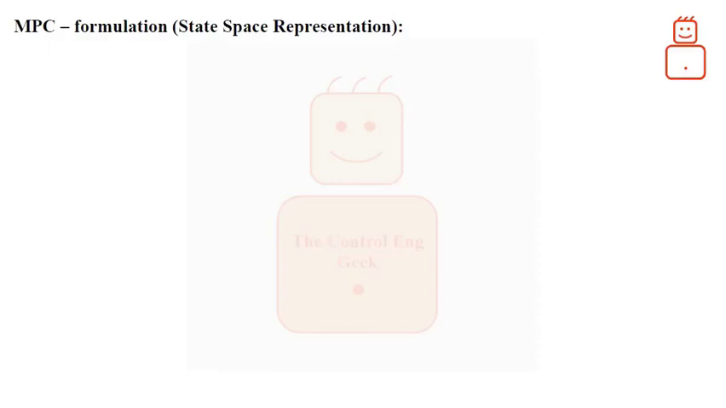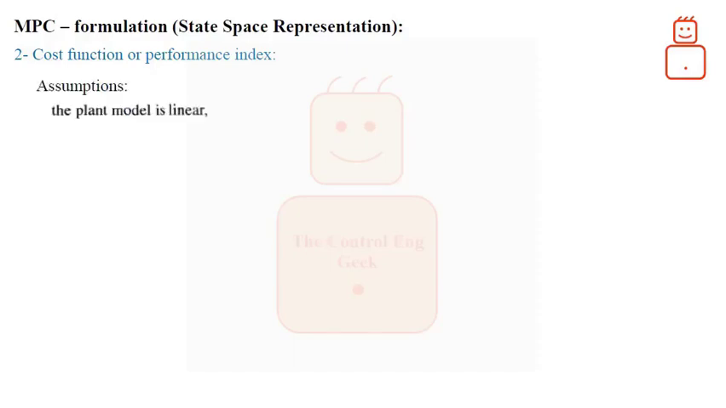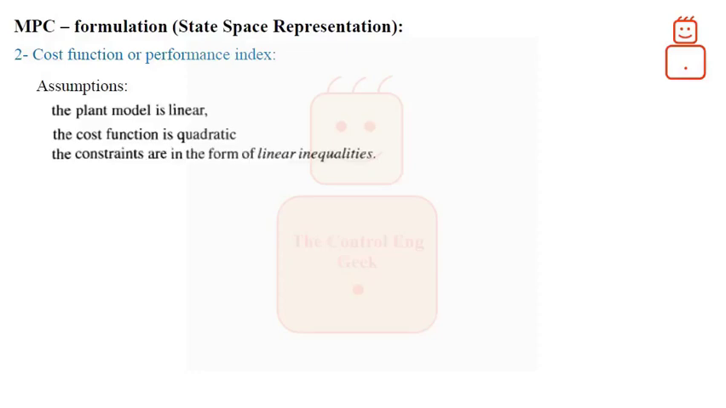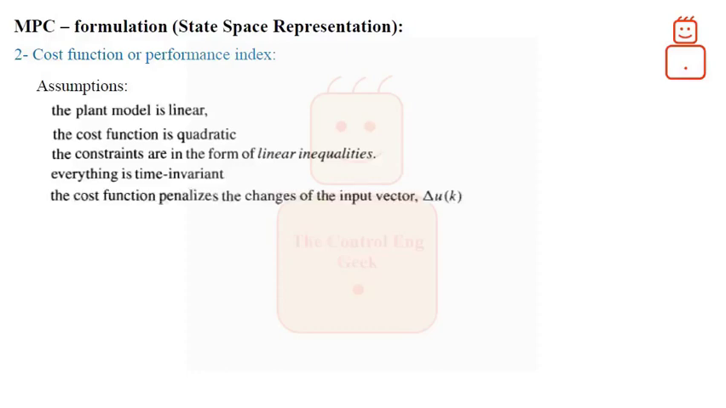Let us now jump into how to formulate the cost function or the index of performance. We need first to assume the following. We have a linear model of our process. We are dealing with signal L2 norms, thus we have a quadratic cost function. The imposed constraints are in linear inequality forms. The model, the cost function parameters, as well as the constraints are time invariant. We are penalizing the change in the control vector u of k rather than its actual value. And finally, through an appropriate filter or observer, we can have a good estimate of the current state of the process x of k.